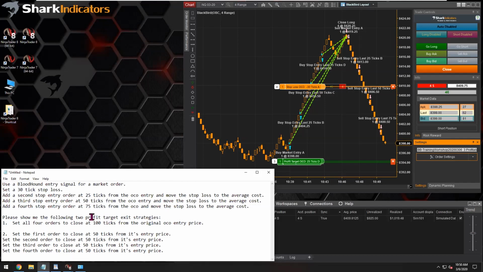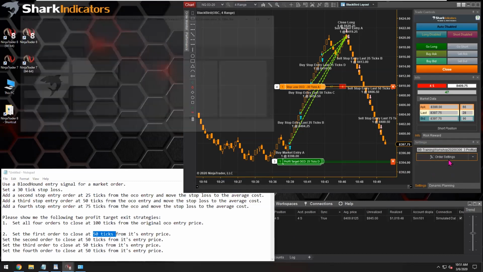All right, so for the profit target exit strategies, let's take a look at scenario number 2. These are all pretty straightforward. For each entry order, we're just going to set all the profit targets to 50 ticks, a 50 tick offset from their entry order. So these are all just standard 50 tick offset orders. That one's pretty straightforward.